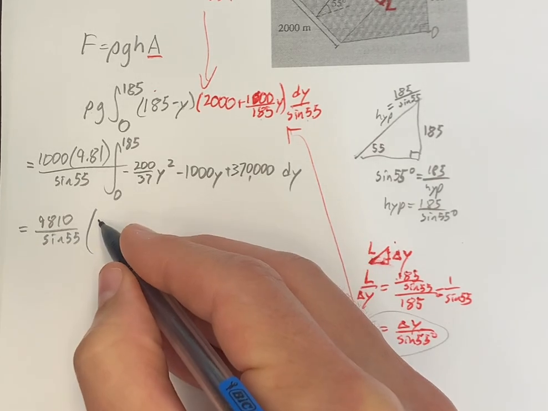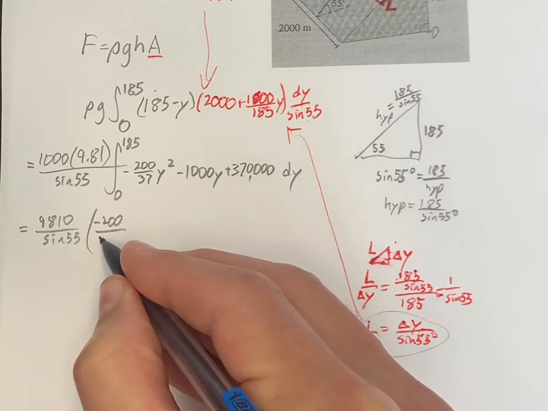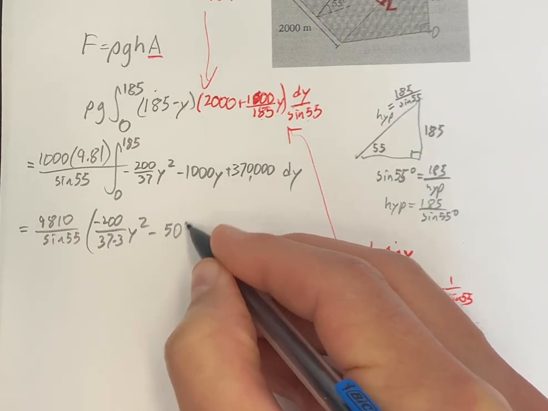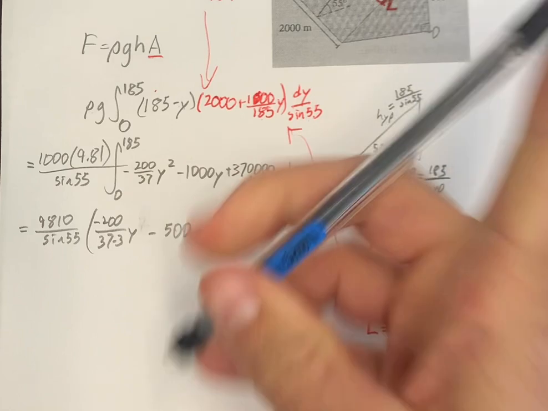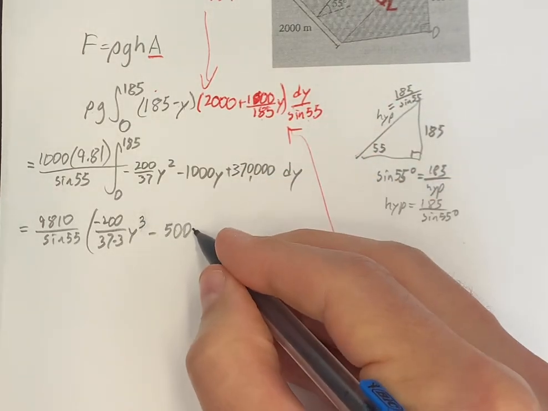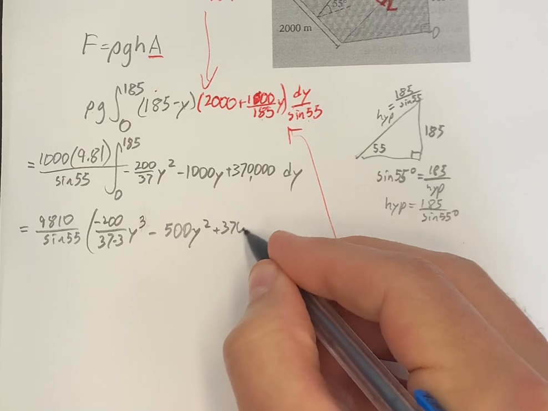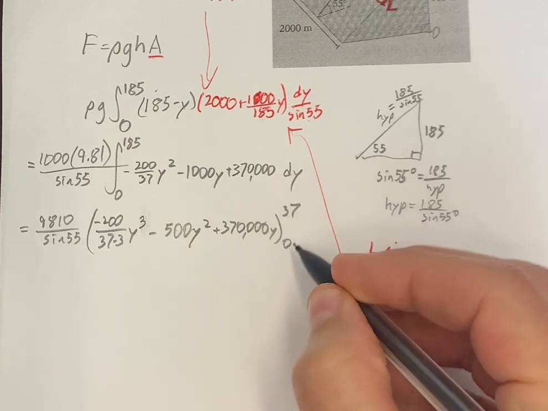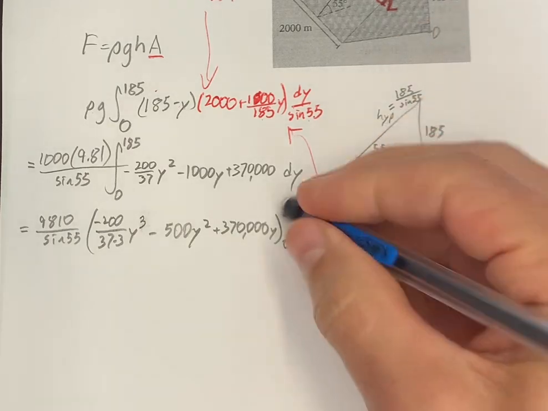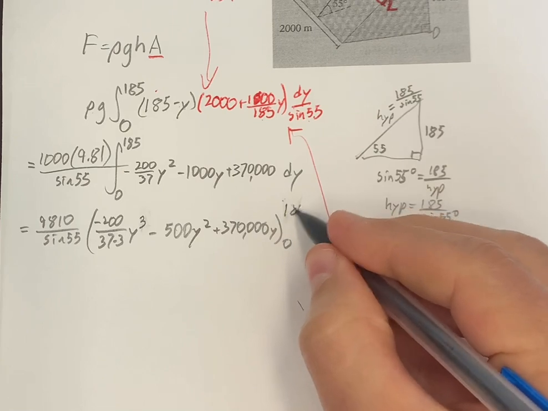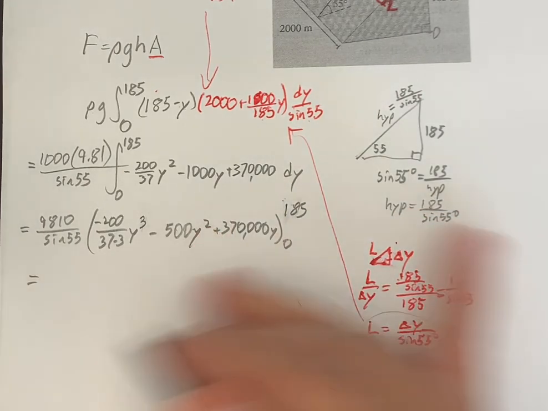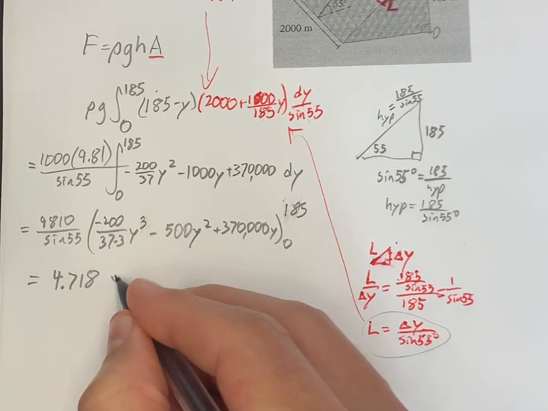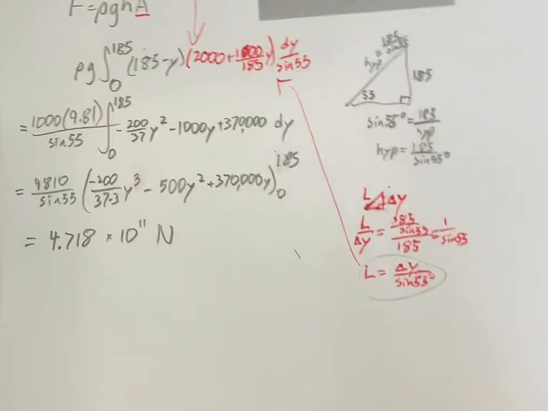Right, so we get negative 200 over 37 times y to the third, gotta raise the power and divide by 3, minus 500, y squared, plus 370,000 y, evaluated between 0 and 185 meters. I went ahead and calculated that out. You could plug it in as well as I could. 4.718 times 10 to the 11th newtons. That's the fluid force.